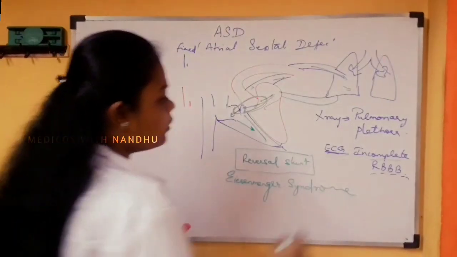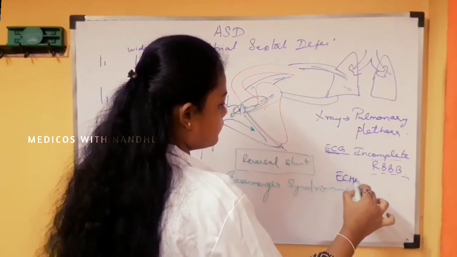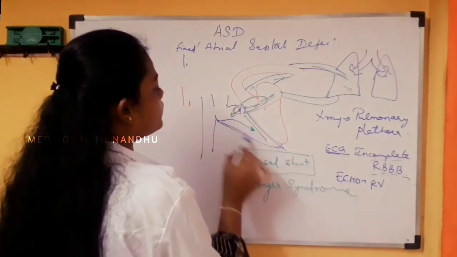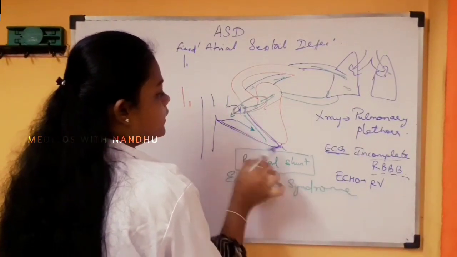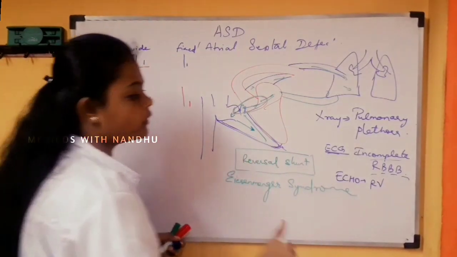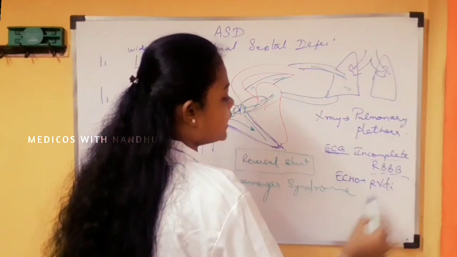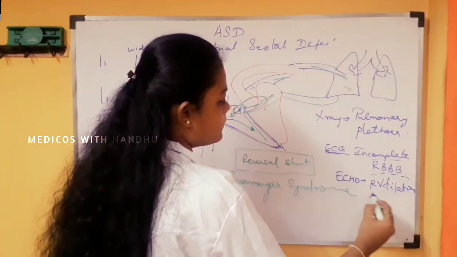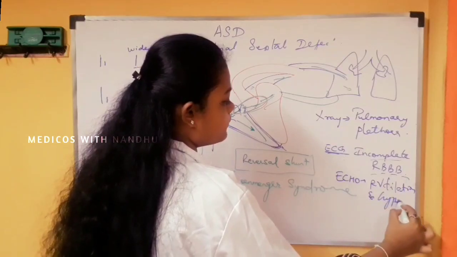And in echo we can see RV dilation. So there will be filling of the RV, that is the right ventricle, and it becomes dilated and causes hypertrophy. So RV dilation and hypertrophy.